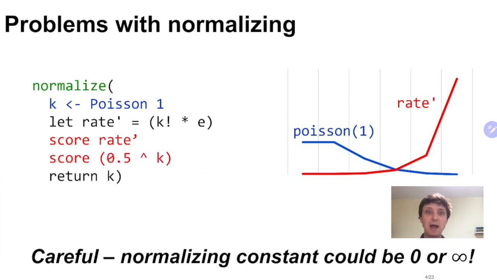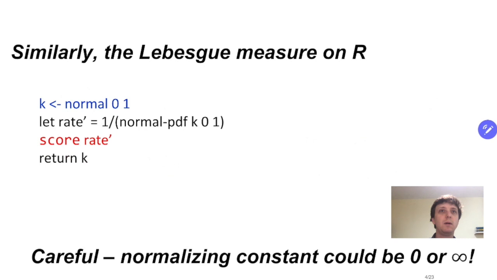So here I'm simulating a geometric distribution using a Poisson distribution. So I draw k from a Poisson distribution. I score my run by this funny thing, k factorial times e, 1 over the density of the Poisson distribution. And then I score it again by a half to the k. The net result is the same as drawing from a geometric distribution, which has density 0.5 to the k. Okay, so that's a common way, maybe not this particular very specific example, but a common way to simulate distributions from other distributions. Okay. Similarly, we can define the Lebesgue measure on the real numbers as follows.